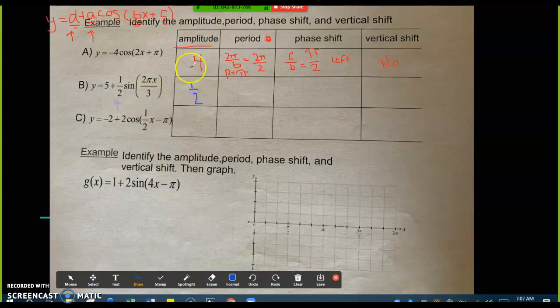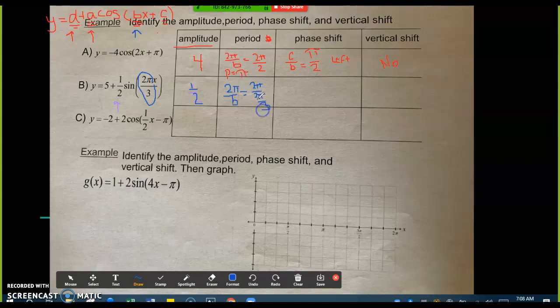Now let's talk about what our period is. Remember, period is B. We're going to look at what the B value is, and then we'll take 2 pi and divide it by our B value. So in this case, our B value, or the number in front of X, and you got to be careful, but B is all of this stuff. So it's 2 pi over 3. So our B value is a fraction. So we're going to take 2 pi and divide it by 2 pi over 3.